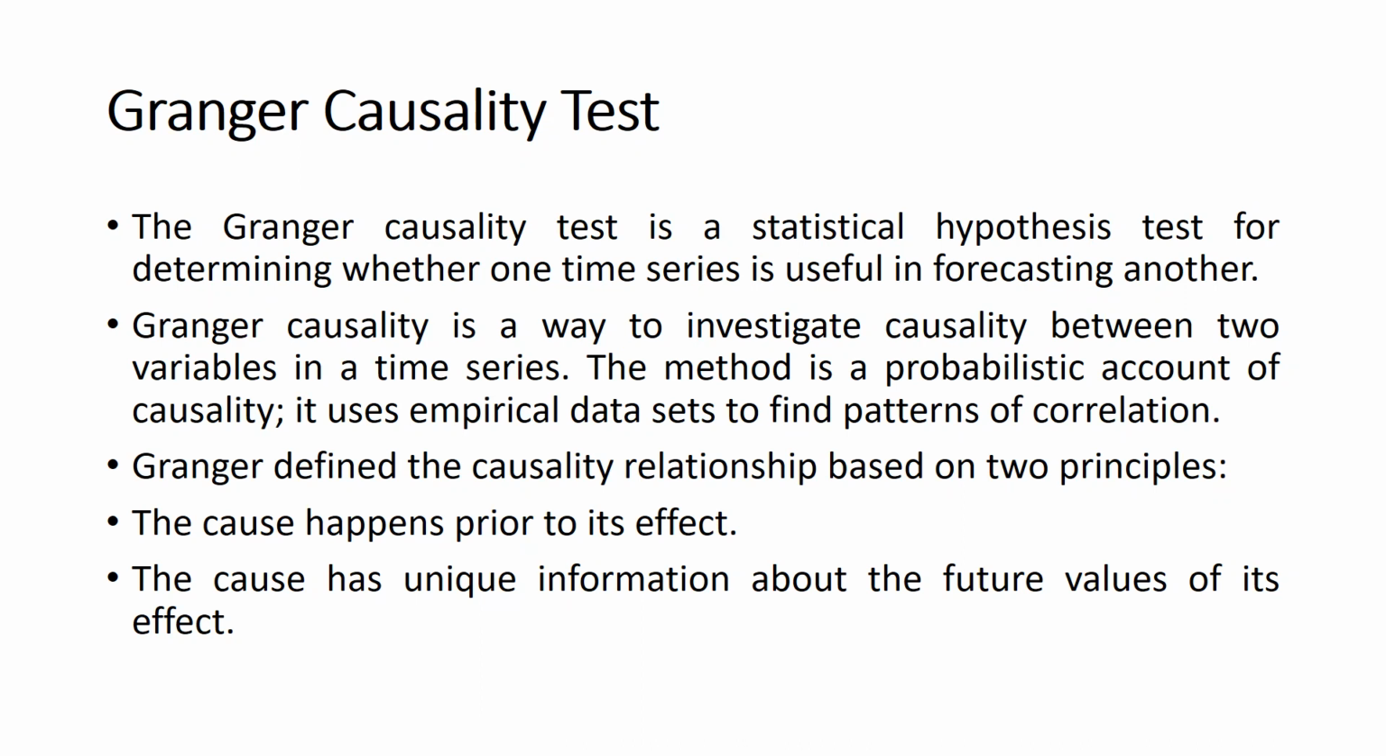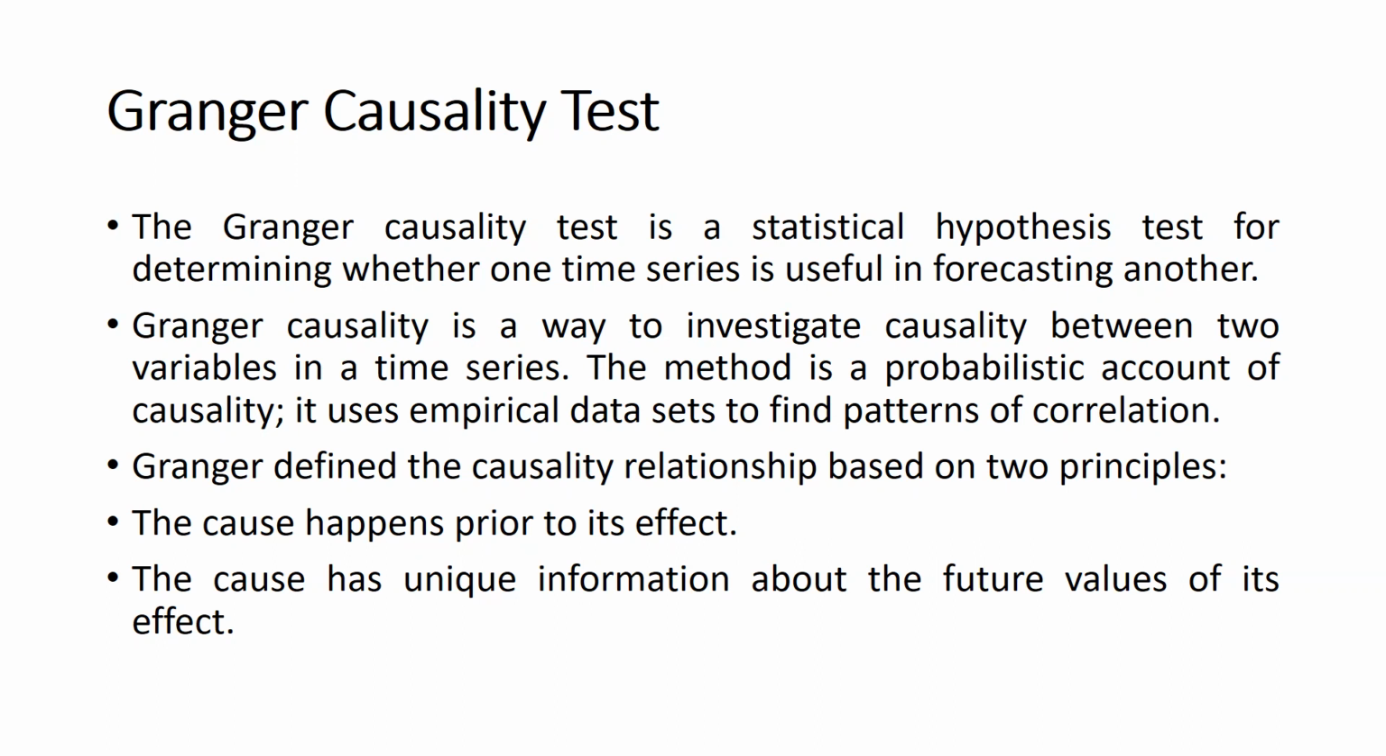The Granger causality test is a statistical hypothesis test for determining whether one time series is useful in forecasting another. And that is always applicable when a time lag is there. That is why we are able to apply it. Granger causality is a way to investigate causality between two variables in a time series. The method is a probabilistic account of causality. It uses empirical data sets to find patterns of correlation.